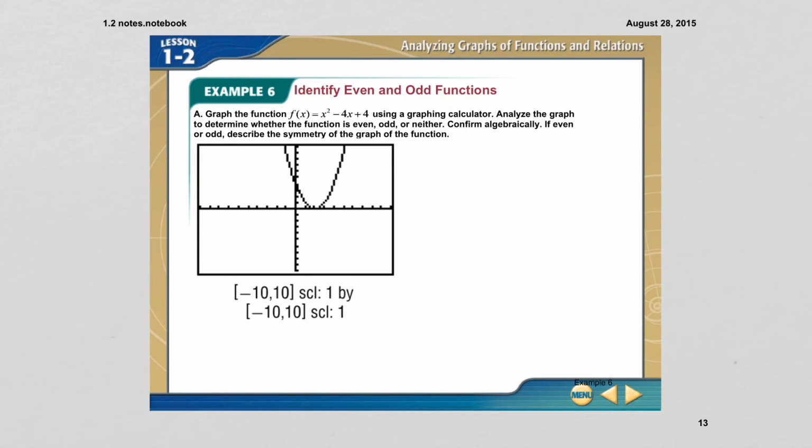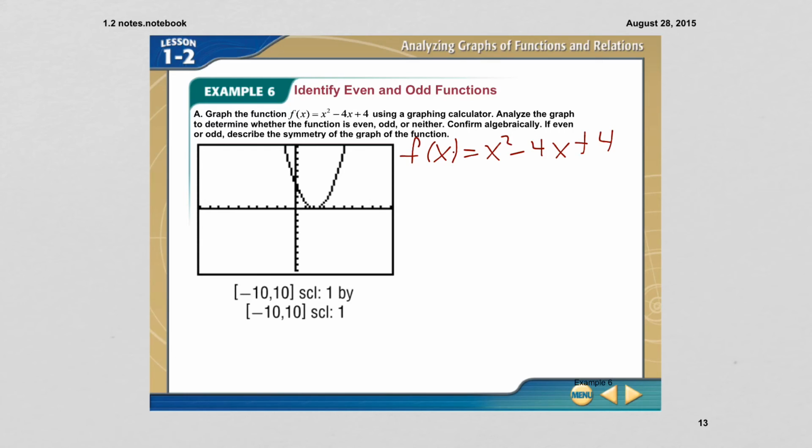Okay, we've already graphed the function for you from a graphing calculator, and we're looking at the graph and analyzing it. We don't see any symmetry, but we can check. So we have our original function, f of x equals x squared minus 4x plus 4.